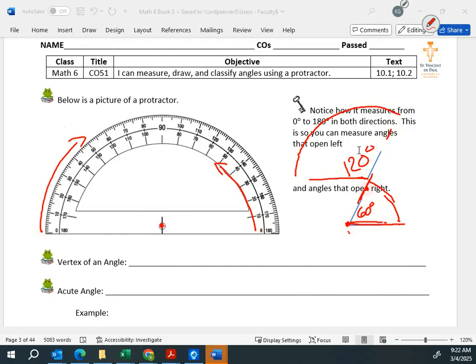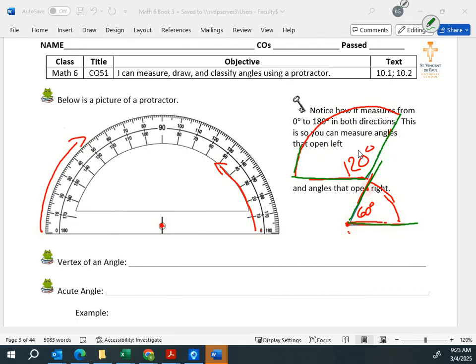So the key to what we are doing when we're working with the protractors is you always have to look at this bottom line and see which way, if you continue that bottom line, does it hit the 0? Is it the inside or the outside? If it hits the 0 on the inside, you follow those inside numbers up until you hit the top line of your angle. If it hits it on the outside, you follow those numbers up on the outside until it hits that top of the angle.